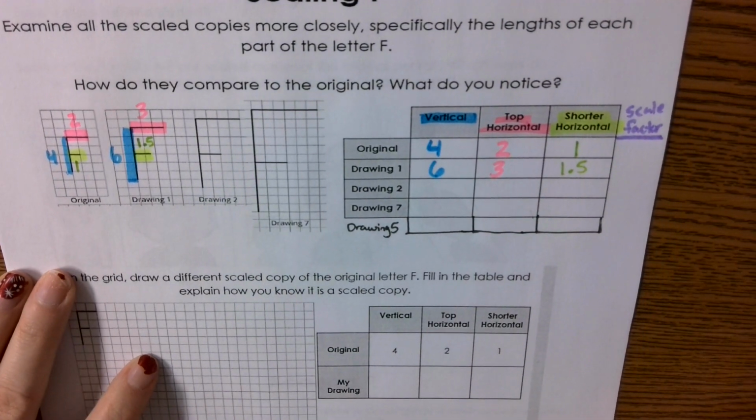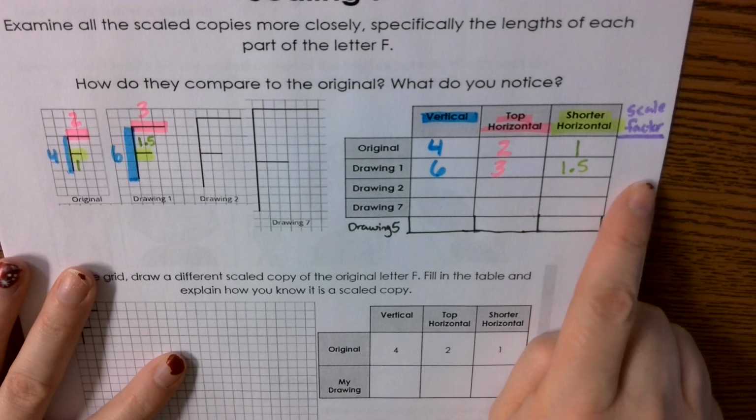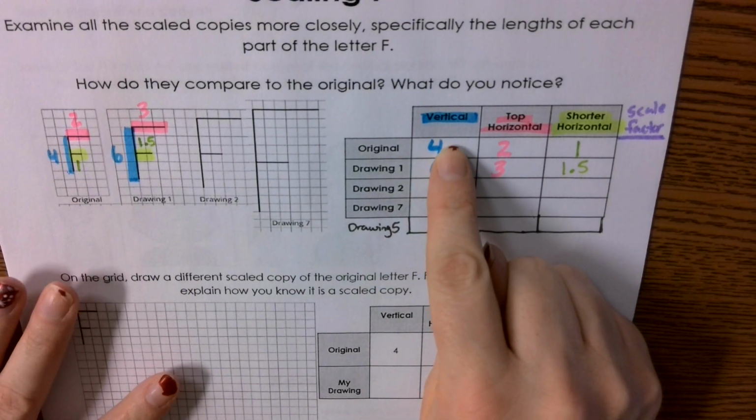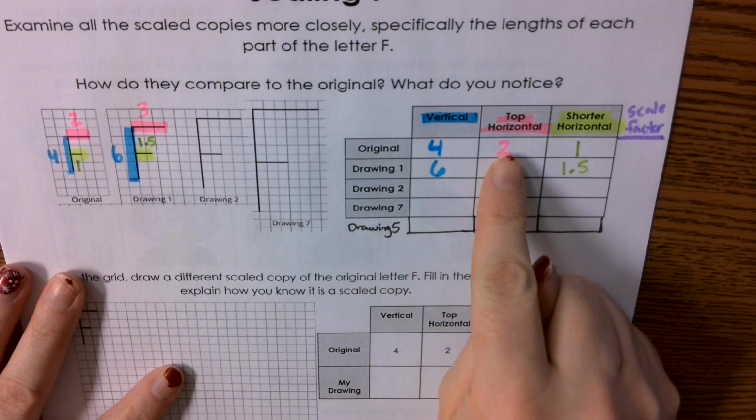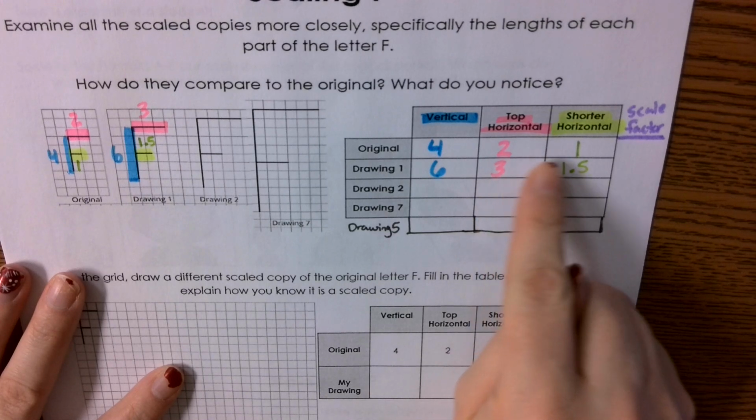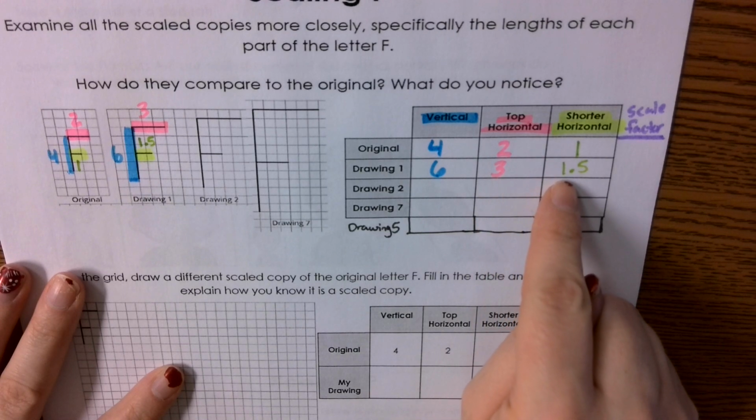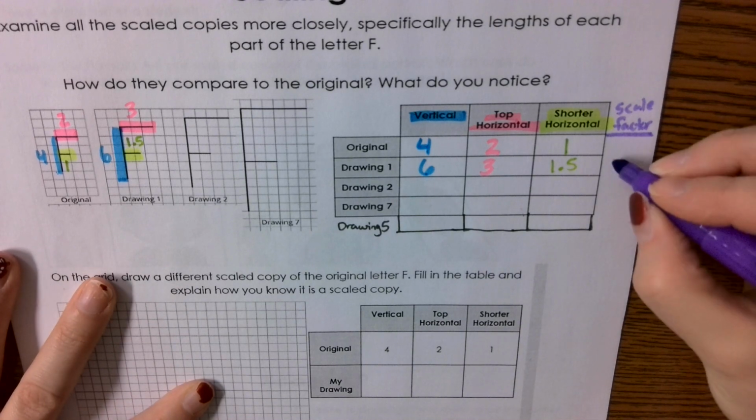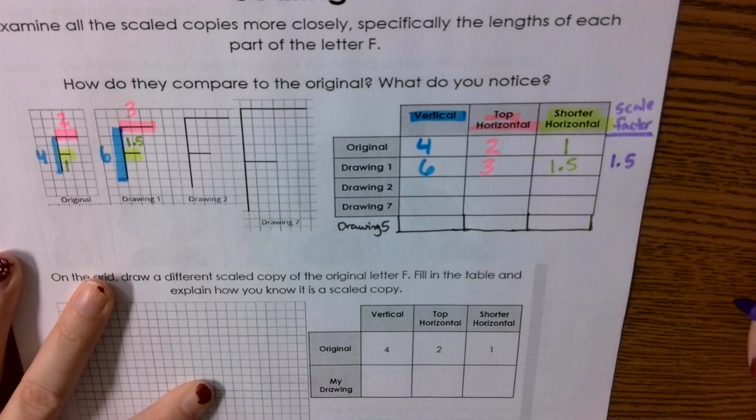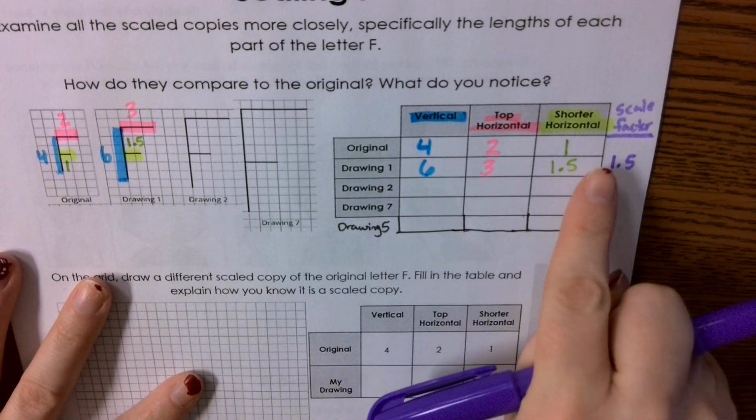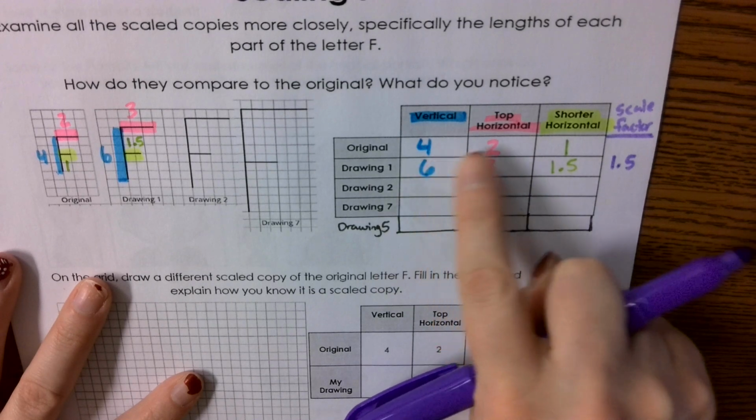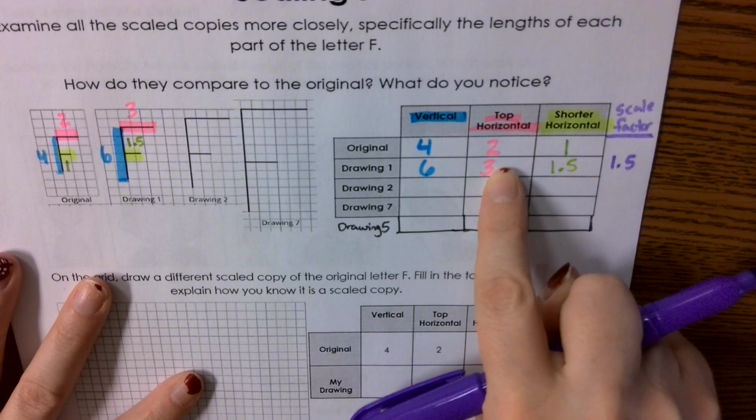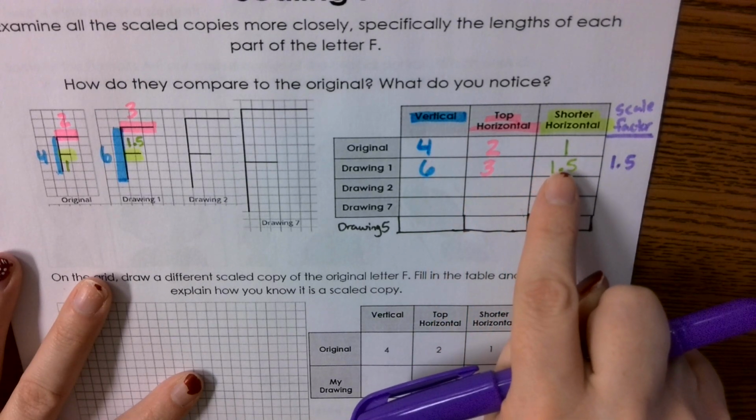Okay. So now for my scale factor, I want to know what times 4 will get me to 6. 2 times what will get me 3. 1 times what will get me 1.5. So my scale factor in this case happens to be 1.5. If I multiply 4 times 1.5, that gets me 6. 2 times 1.5 gives me 3, and 1 times 1.5 gives me 1.5.